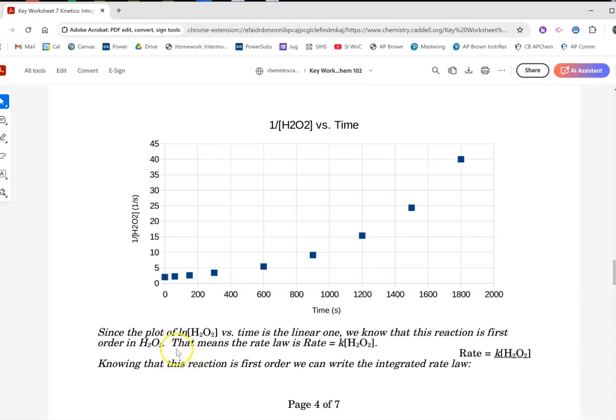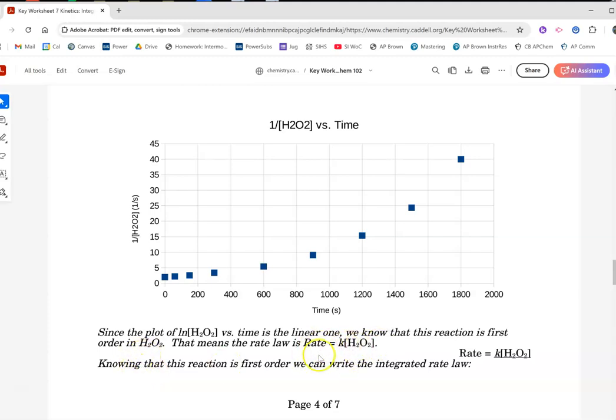So let's look at the text at the bottom. It says, since the plot of the natural log of H2O2 versus time is the linear one, we know that the reaction order is first order with respect to H2O2.